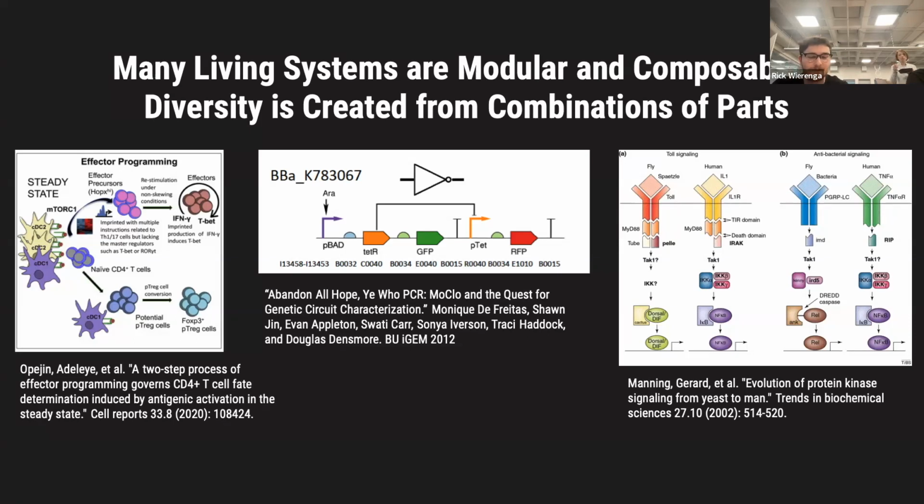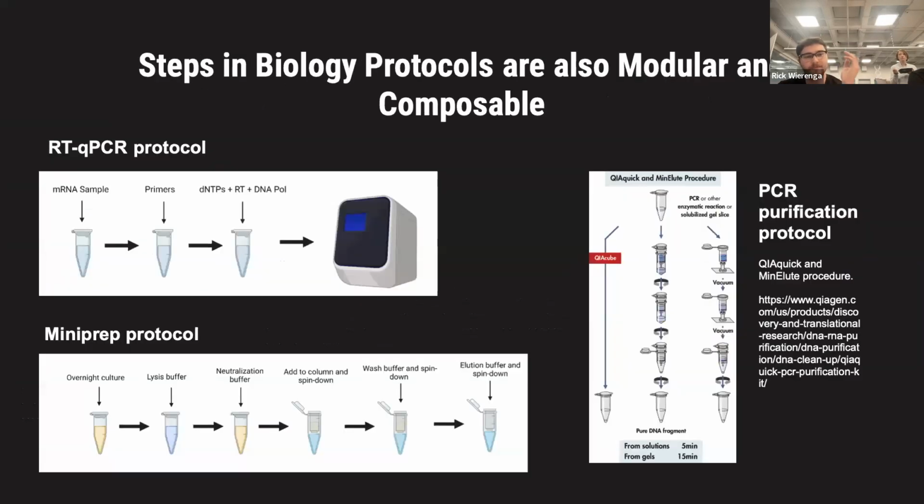The modular components that are illustrated here are whole cells on the left-hand side, elements of genetic circuits in the middle, and components of signaling pathways on the right-hand side. Steps in biology protocols are also modular and composable. So most steps in biology protocols follow just one of a small number of different unit operations. We have centrifugation, incubation, vortexing, and of course, aspirating and dispensing liquids across different containers.